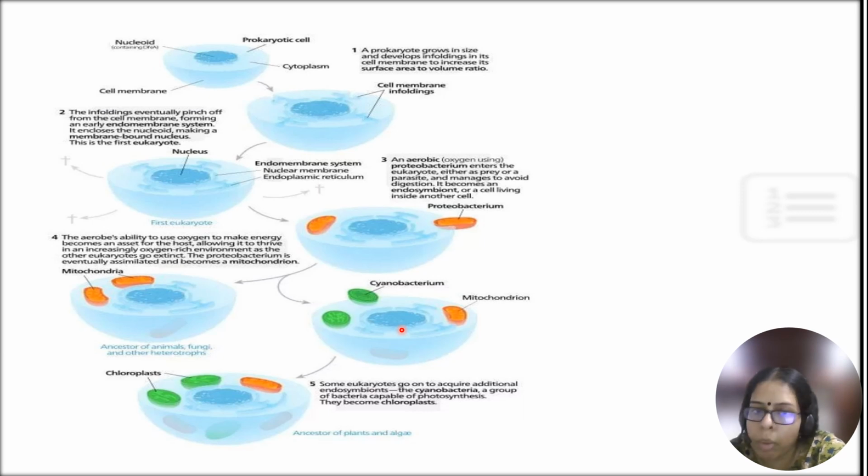Next is the formation of chloroplast, which happens when this bacteria endocytoses a cyanobacterium. You know that cyanobacterium is a class of bacteria that can undergo the very important process of photosynthesis. As part of photosynthesis, it can convert complex carbohydrate into sugars, and these sugars can be utilized by the host bacterium. Again, the host will not digest this cyanobacterial cell, but maintains it for long term use, and this becomes the chloroplast. Some eukaryotes go on to acquire this additional endosymbiont, the cyanobacteria, a group of bacteria capable of photosynthesizing. A cell having the mitochondrial organelle becomes the ancestor of animals, fungi and other heterotrophs, and a cell having both chloroplast and mitochondria becomes the ancestor of plants and algae.